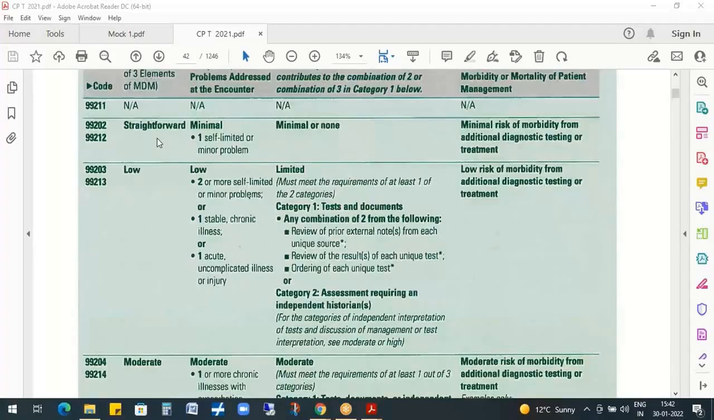Mohan, continuation of medication is considered under refill, which is just low only. If they are ordering a new one or updating one, then it is moderate level. Prescription refill is low level, so it will go to 99213. Yes.